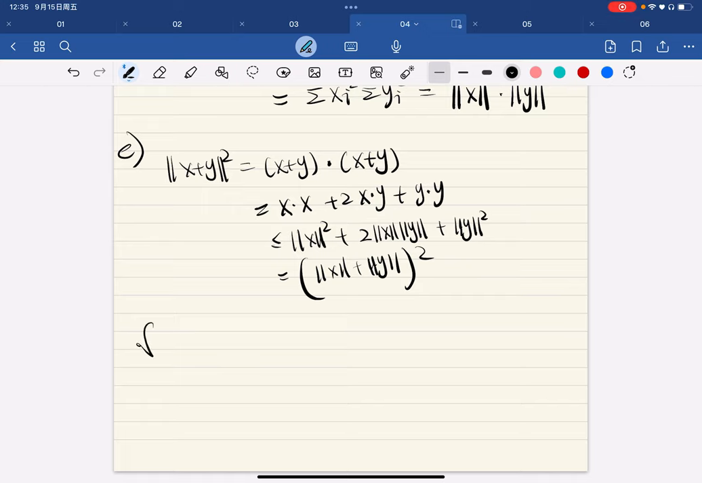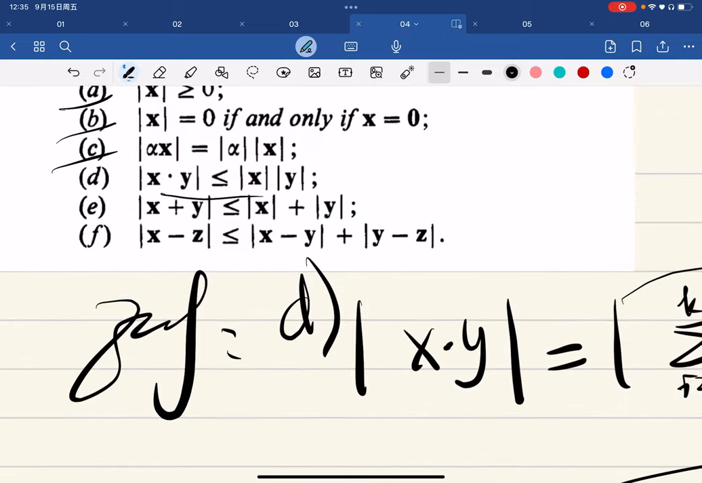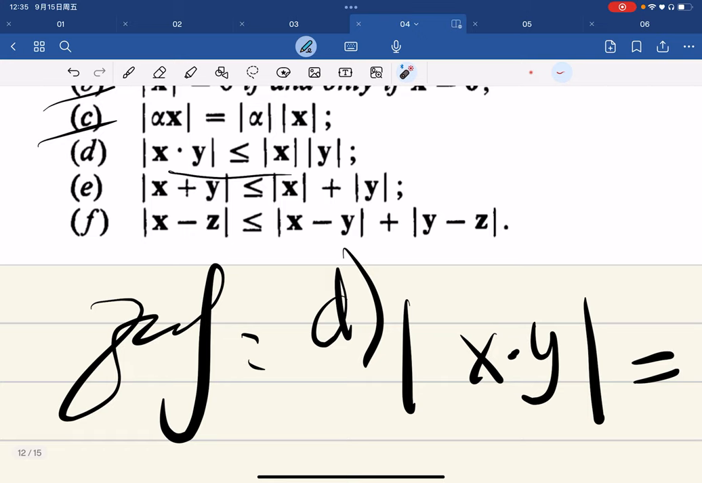And for F, we take x equal to x minus y, and y we let equal to y minus z. So simple. Basically, you let x equal to x minus y, and y equal to y minus z. So x minus z becomes like this. It's just true if you change the roles, right? I think we're done.